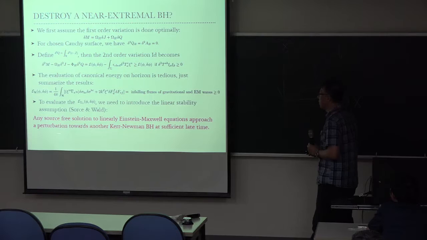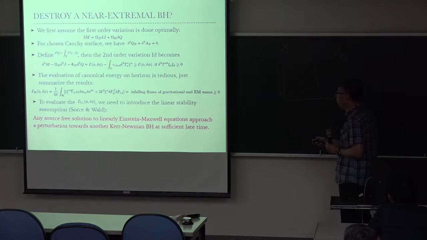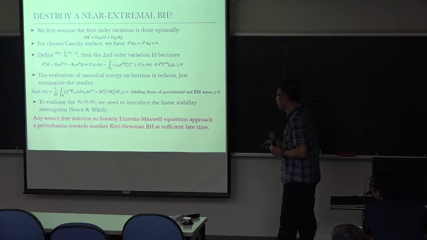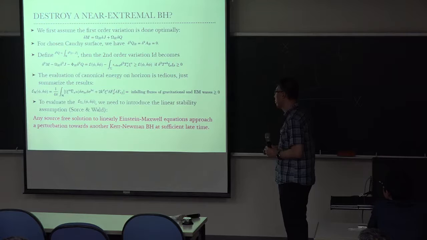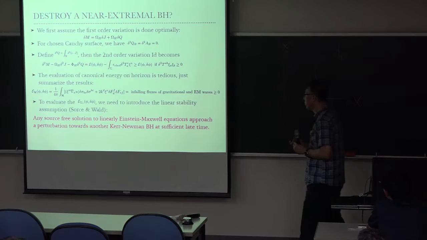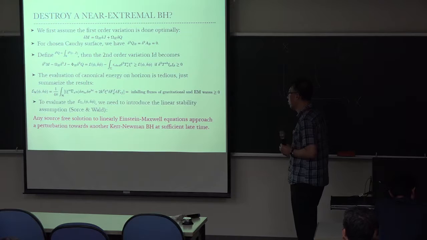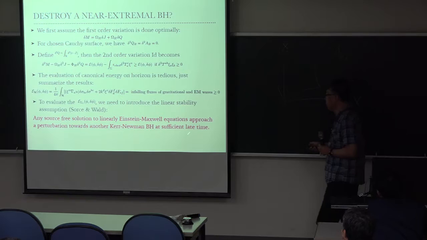The remaining thing is we want to calculate this canonical energy associated with the late-time Cauchy surface. We don't evaluate it directly. Instead, they have a clever way: they introduce another assumption, the so-called linear stability assumption. The linear stability assumption says that any source-free solution, because at late time we don't have matter, so the equation of motion will be source-free, any source-free solution to the linearized Einstein equation simply approaches a perturbation toward another Kerr-Newman black hole at a sufficiently late time. If we have this fact, we can simplify our calculation.